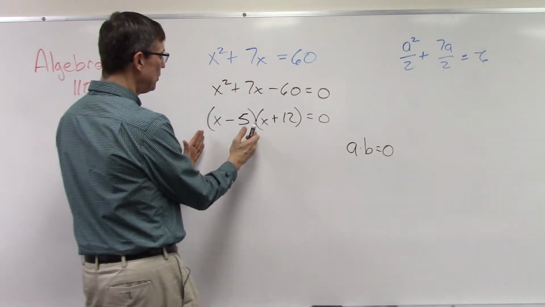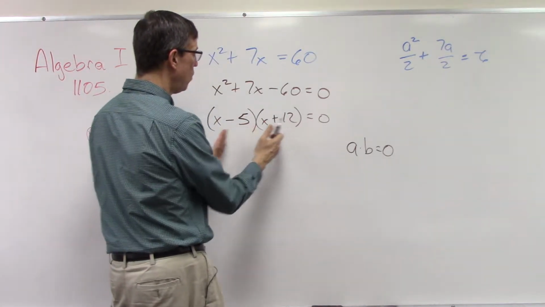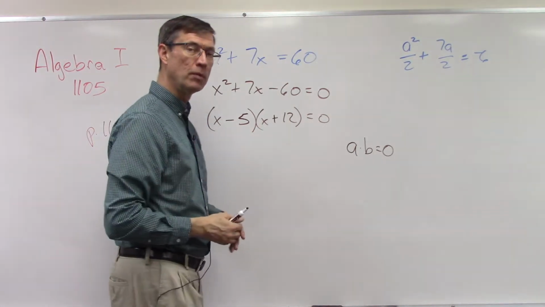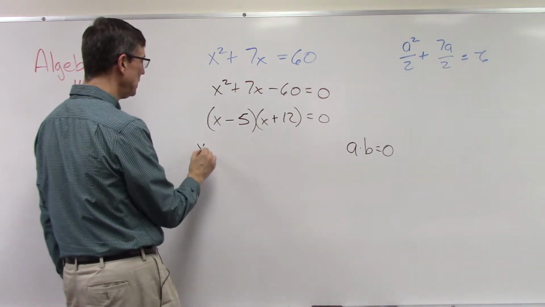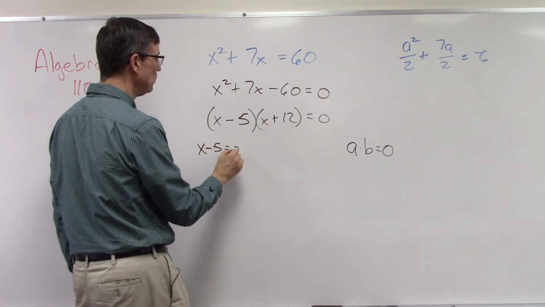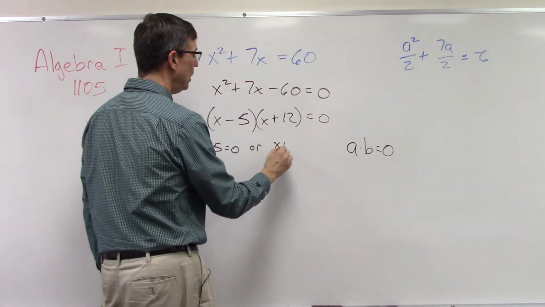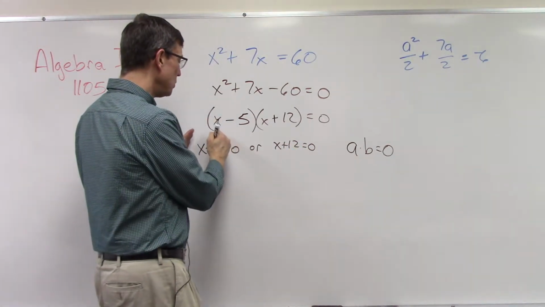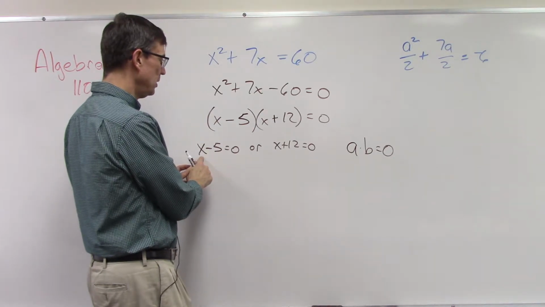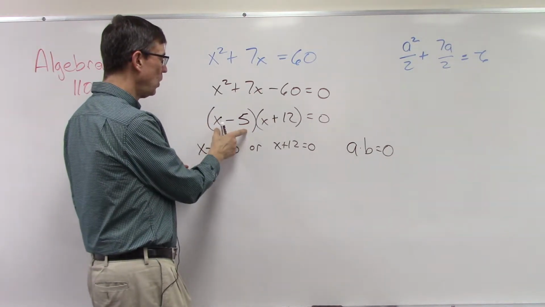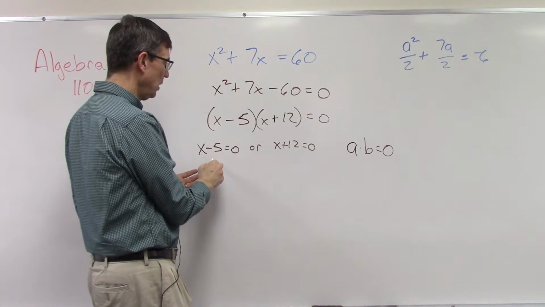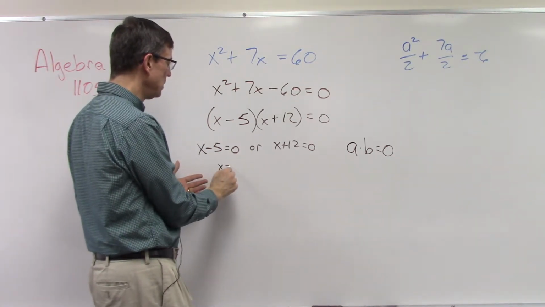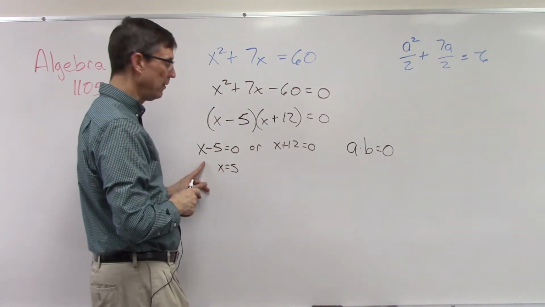So here I have two quantities in parentheses being multiplied together, but they equal 0. What that tells me is that either x minus 5 equals 0 or x plus 12 equals 0. Does that make sense? Okay. So what number can I plug in for x here so that this quantity becomes 0? Well, you could go through the pre-algebra step of adding 5 to both sides, but basically it's 5.